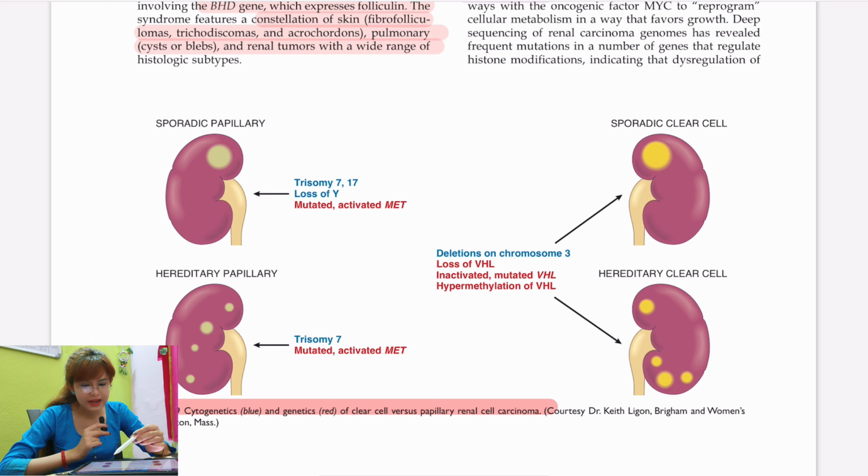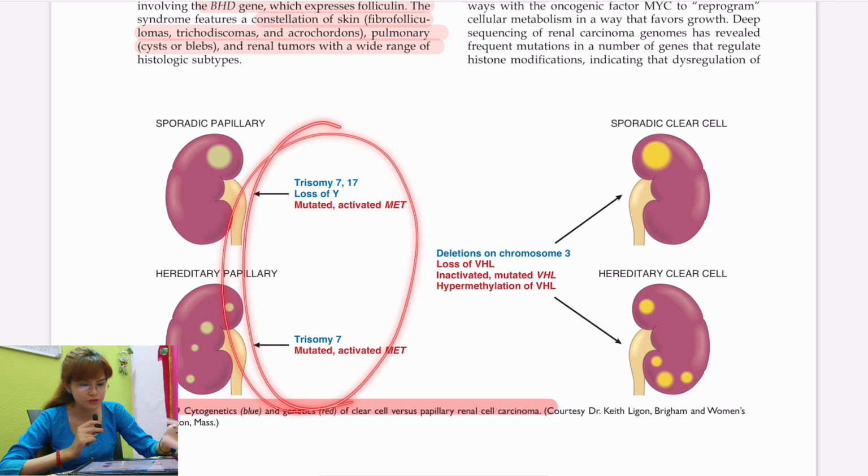So what happens is that in this sporadic papillary carcinoma, you have the trisomy of 7 and 17, loss of Y, and a mutated or activated MET gene. In the hereditary papillary, you have a trisomy 7 and a mutated or activated MET. You don't have this loss of Y or the 17 present over here. So these are the two different types of papillary carcinoma where you see this kind of cytogenetics.